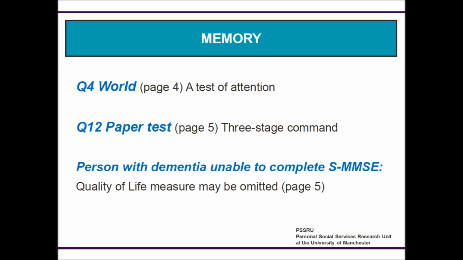If they have a physical impairment which makes it painful or difficult to reach the floor, you can substitute "put it on your lap" rather than on the floor. Again, provided they place the paper in their lap, they can score a point for this.